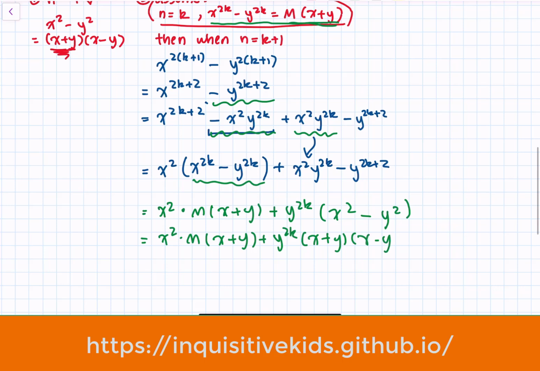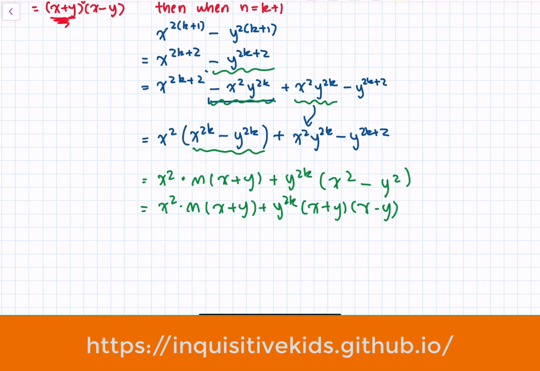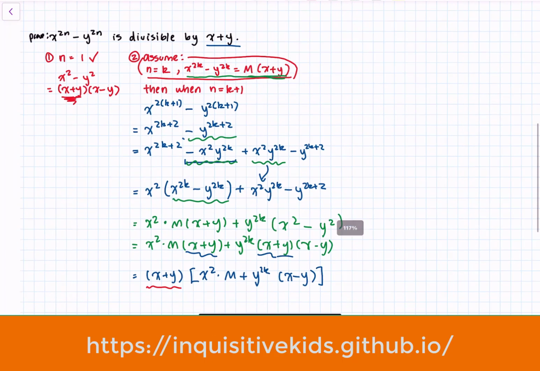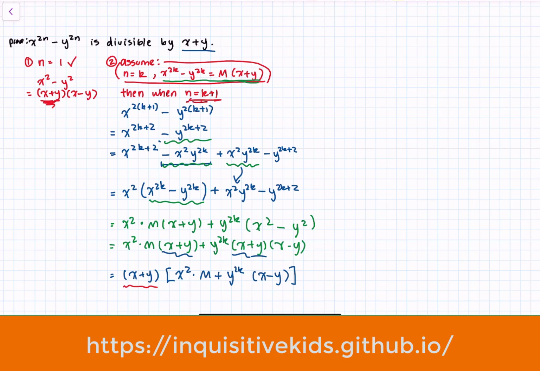This gives us x squared times m times x plus y, plus y to the 2k power times x plus y times x minus y. And look, we see both terms have an x plus y. So we can go ahead and factor that out. We have x plus y times x squared times m plus y to the 2k power times x minus y. And there we go. We are left with an expression that has x plus y as a factor, which means that when n is equal to k plus 1, it is divisible by x plus y.